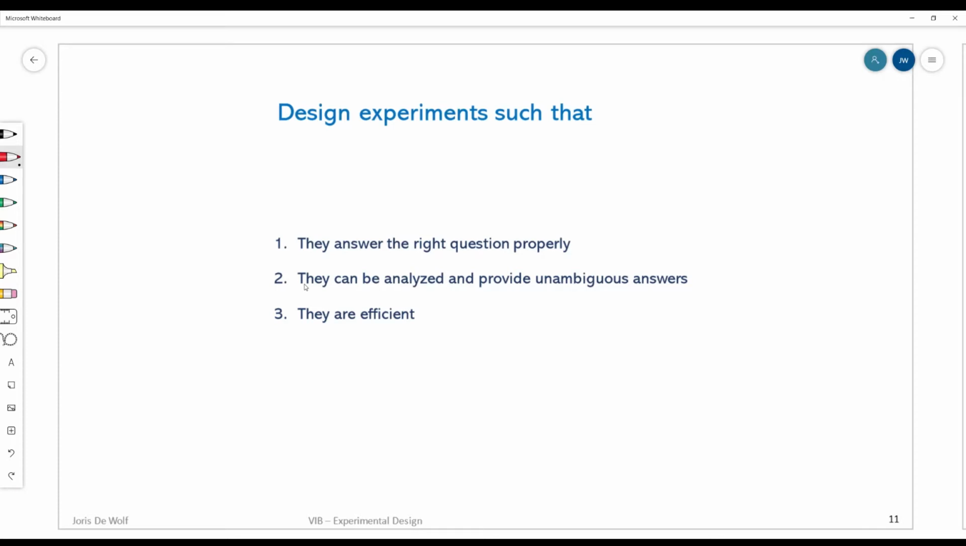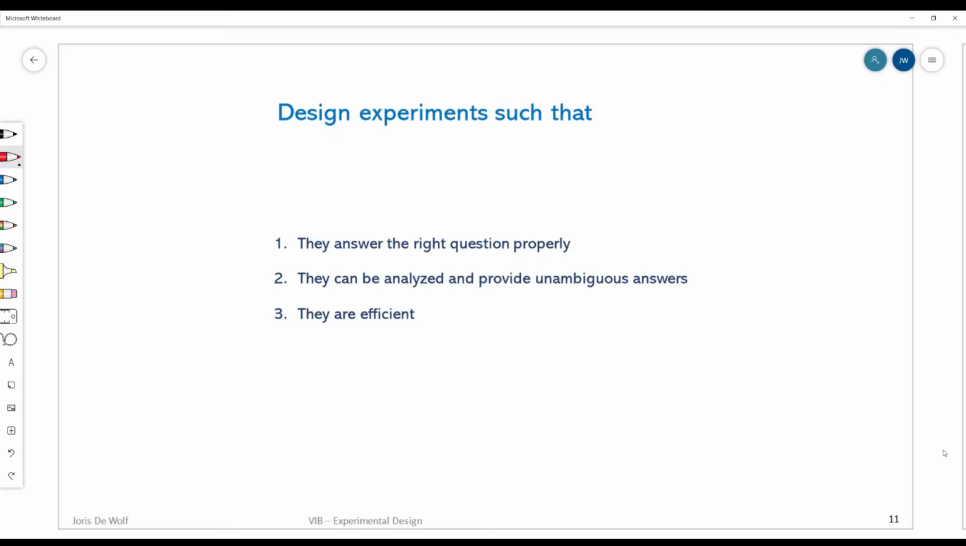The third characteristic that we didn't discuss yet in this first session is a good experiment should be efficient, and that's going to be an important part of the later sessions to study the efficiency of experiments.